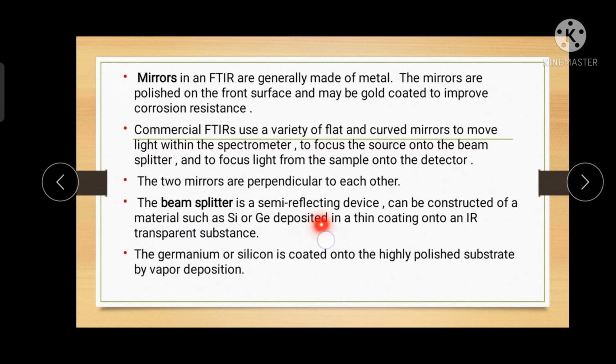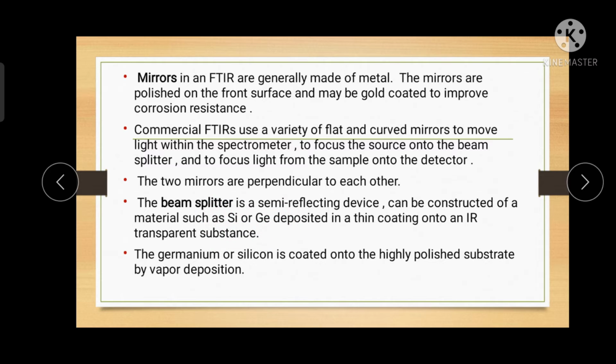The beam splitter is a semi-reflecting device, which can be constructed of a material such as silicon or germanium deposited in a thin film coating onto an IR transparent substance. That means the beam splitter is a semi-reflecting device. It partially reflects the beam and partially transmits the beam, hence it is called a beam splitter. It divides the beam into two parts, a reflected beam and a transmitted beam, and it is constructed with the help of silicon or germanium.